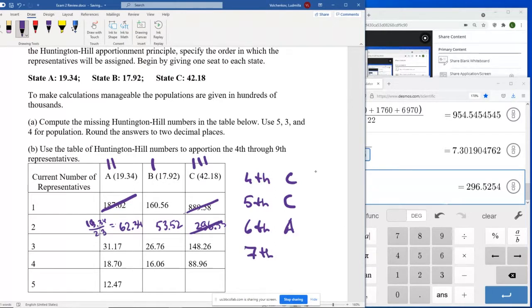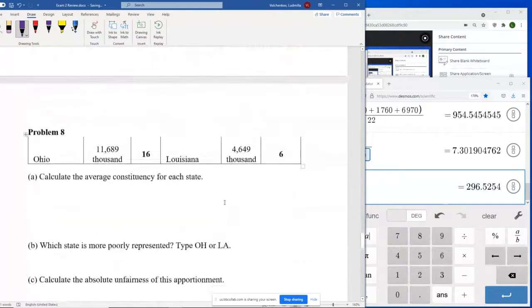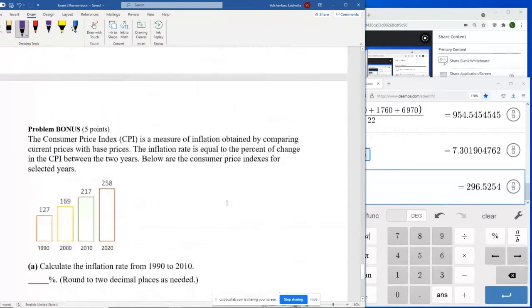Seventh, we have 160, 62, 148. So the 160 is the greatest, so the next goes to B. So how many should we assign? Through the 9th, so the 8th and 9th. For the 8th, the Huntington-Hill numbers are 62, 53, 148. 148 is the next. It goes to C. Now 62, 53, 88. 88 is the largest number. So again to C. The 9th representative goes also to C. Okay, that's all with this method. It's easy to assign.